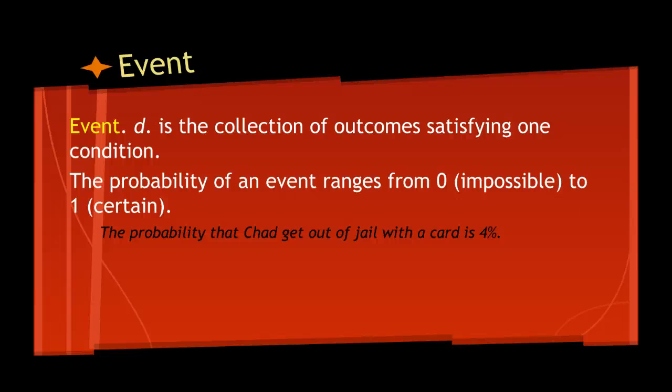Then we have the idea of the event. The event is the collection of outcomes that satisfy one condition. So you take one particular outcome and you count up how many times that particular outcome occurred. And the probability of an event, of an outcome, ranges by definition from 0 all the way up to 1. If it's 0, it does not happen. It's impossible. If it is 1, it is a certainty.